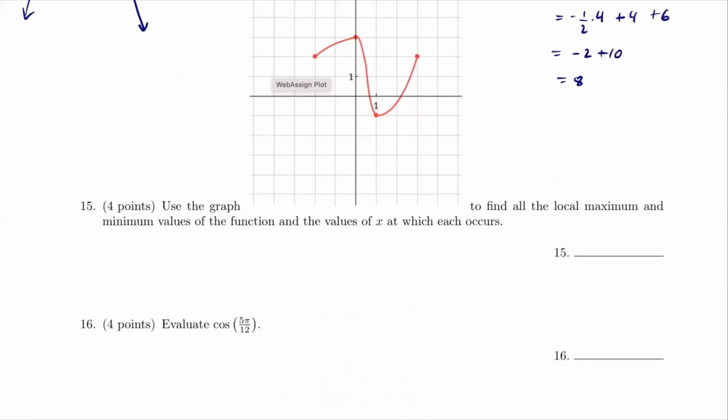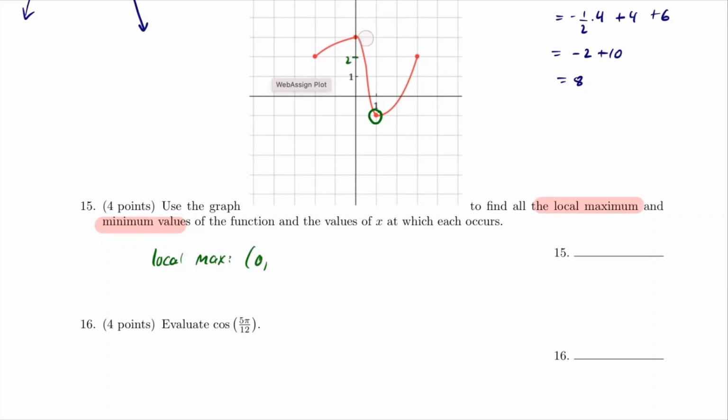So we want to know what is the local maximum and local minimum values of this function and the x values at which each occurs. So the maximum is the highest value in an open interval. So the highest value is right here, and the minimum value is right here. So as you can see, our local max occurs at 0, and the value happens to be, so this is 2.